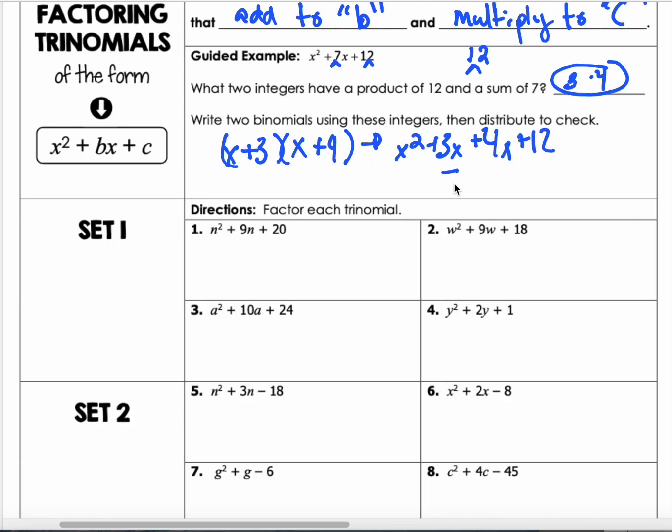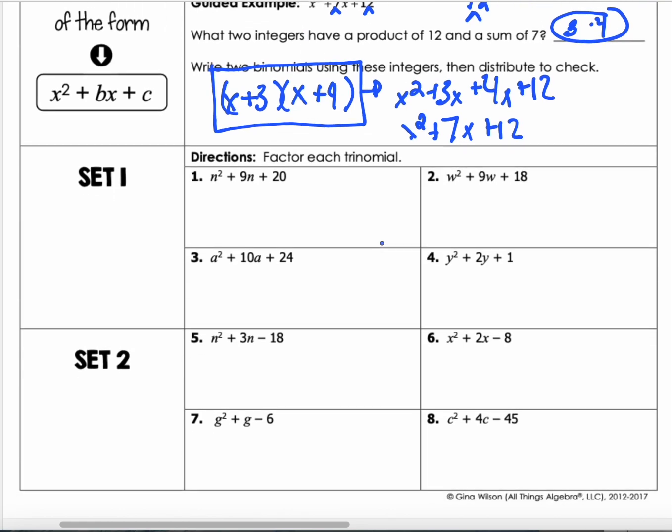We're going to go ahead and combine those like terms. I have a 7x. And then I'm going to bring everything else down. So I can see that this does in fact meet my original problem. So my answer is in fact these two binomials that are our factored trinomial. Okay, let's take a look at another one.